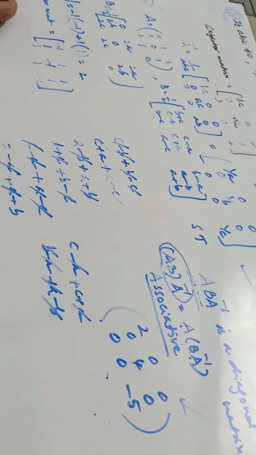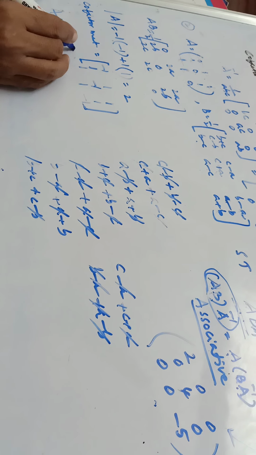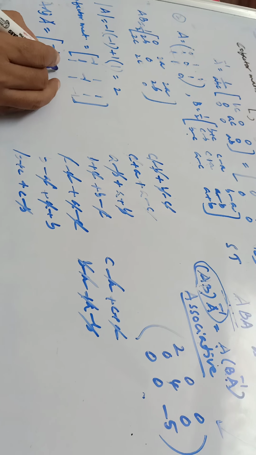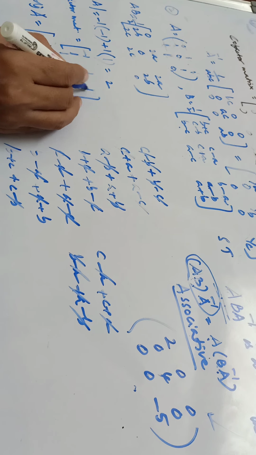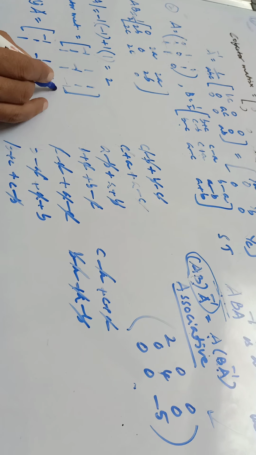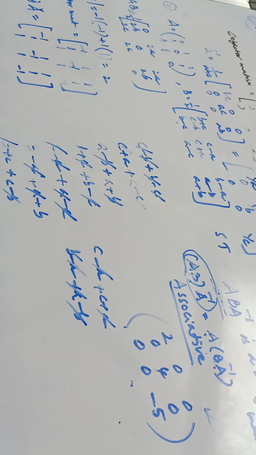This is cofactor matrix and then you find adjoint A. That means it's a transpose. Minus 1, 1, 1. Minus 1, 1. This will become the third row. Of course both have become same here.